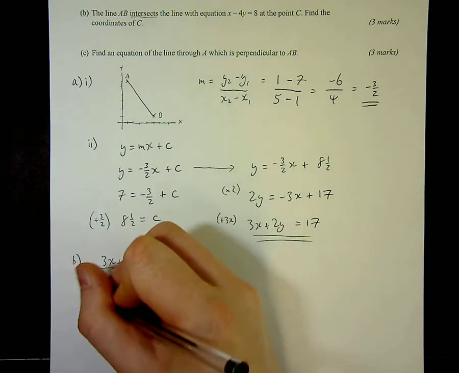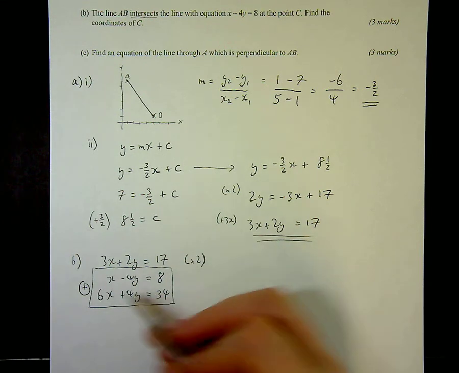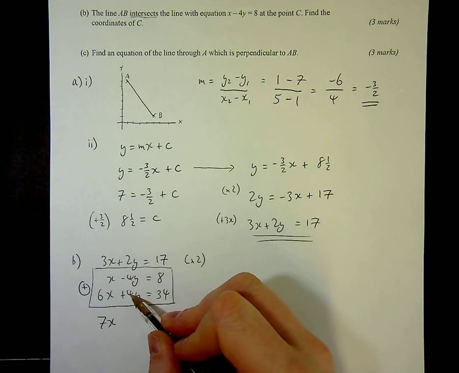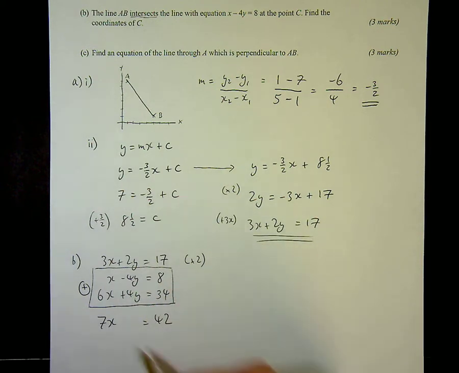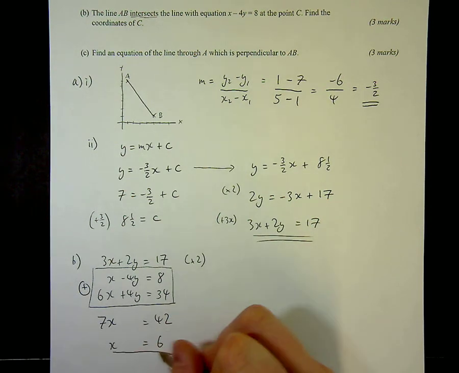That's going to eliminate the y's. So x plus 6x gets me 7x, minus 4y plus 4y is nothing, which is what I wanted. 8 plus 34 is 42. 7x is 42, and fairly obviously, by dividing by 7, x must be 6. To find the value of y, I can use any of these three equations.